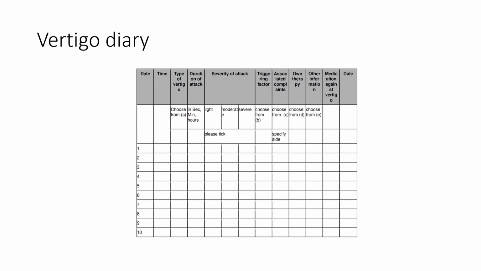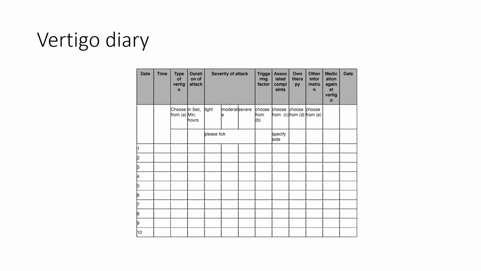I put up date and time. This is to monitor the frequency of the attack, and about the time, you want to know whether the attack occurs at school or at work, or whether it's just at night. And they have to describe the type of vertigo. They cannot describe it in this box, of course.